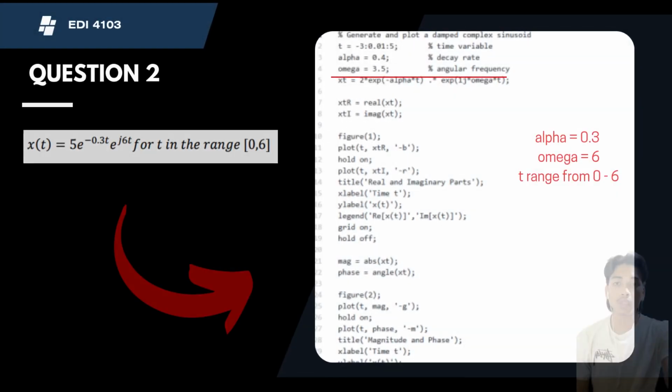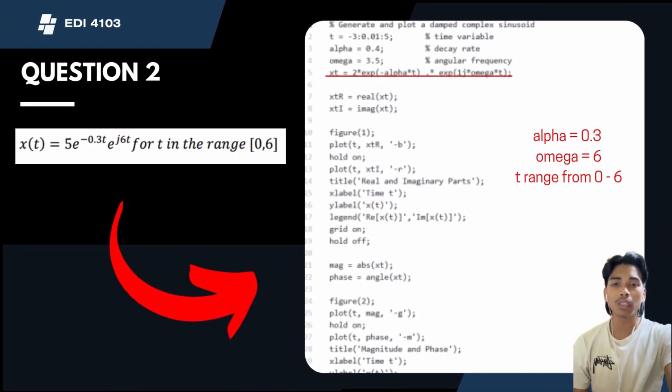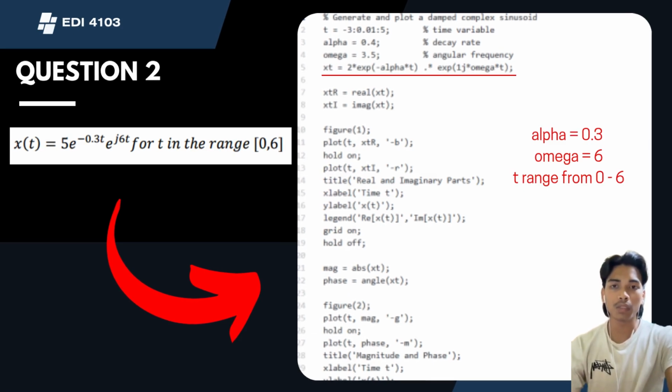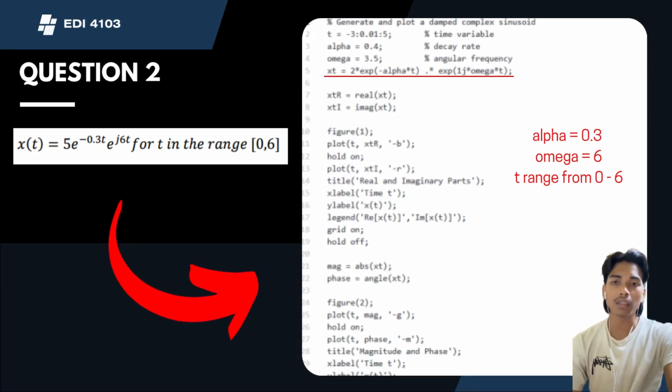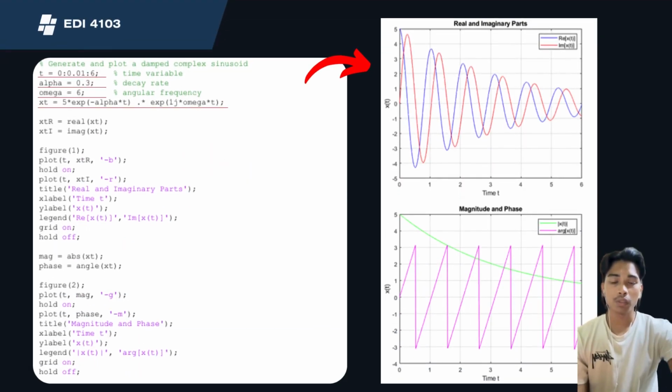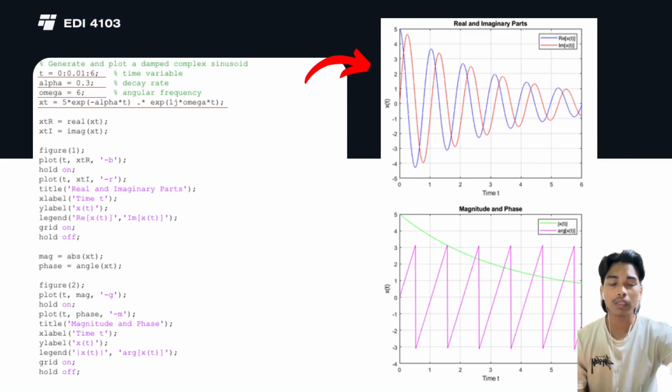So here we are going to question number 2, which is we need to modify the coding given with the new equation. So from here we know that the alpha is 0.3, omega is 6, and the range is from 0 to 6. After running the new modified coding, here is the result of the real and imaginary part graph and magnitude and phase graph.